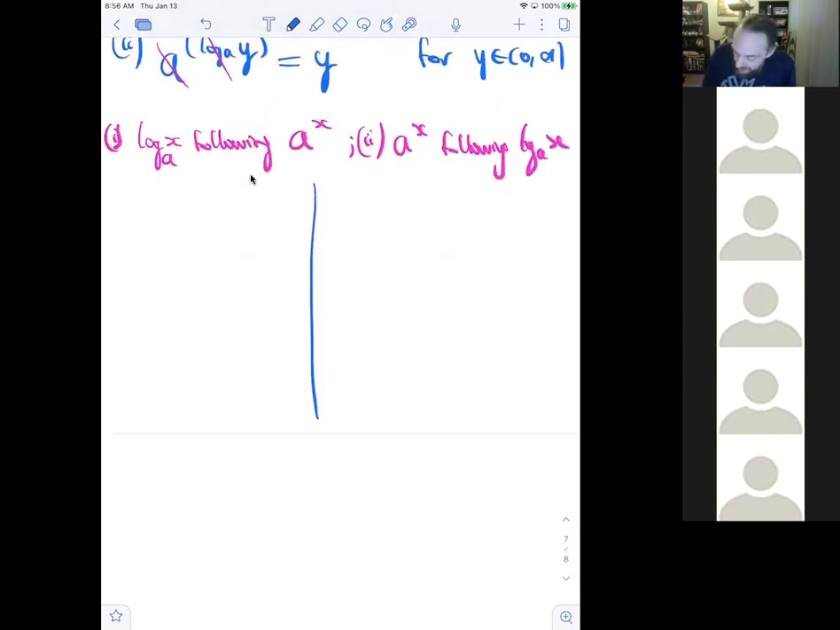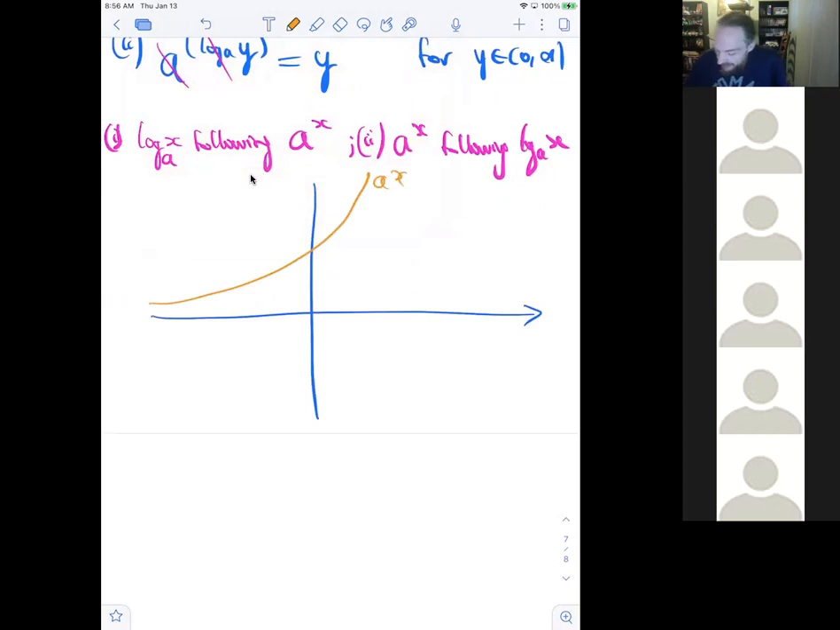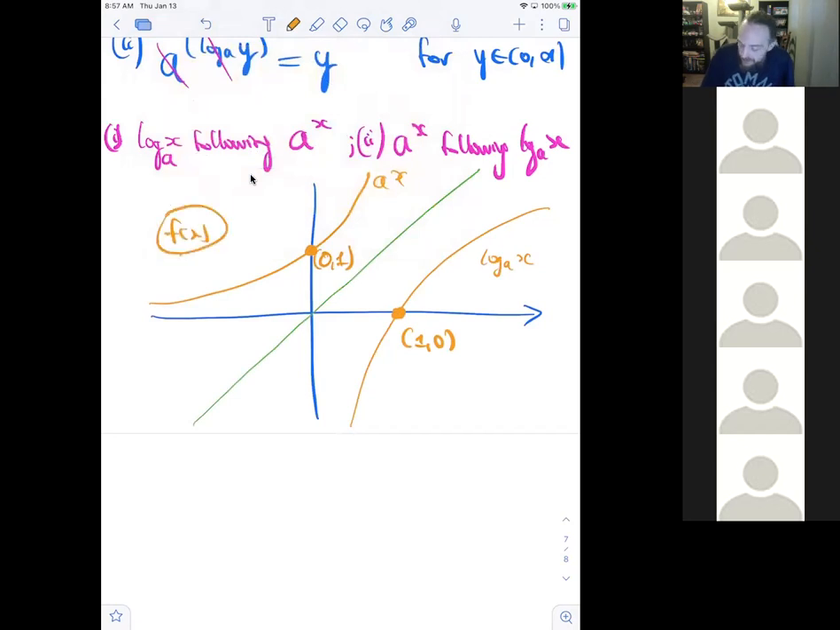And so what do these functions look like? If this is a to the x, log base a of x is going to go through (1, 0). So it's going to have a single root at (1, 0), if this is (0, 1), because we're reflecting about the line y equals x. This is f of x, and this is f inverse of x. So for this specific case, we get the graph of the logarithm for free, essentially, because we know that the graph will be reflected about the line y equals x. And so this is what the logarithms look like.